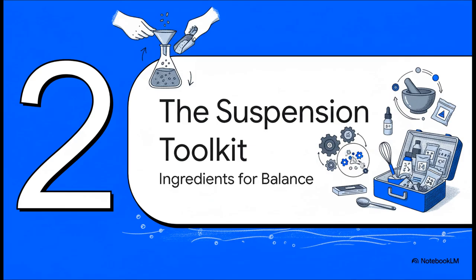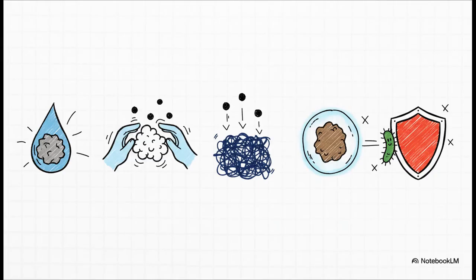So, if the particles are just going to settle anyway, how do scientists make a medicine that's actually safe and effective? Well, you can't just toss some drug powder in water and call it a day. Pharmacists use a whole set of specific ingredients, called excipients, that act like a toolkit to control exactly how those particles behave. And here's our toolkit. Every single one of these has a super important job. First up, you need wetting agents. These basically build a bridge between the solid drug and the liquid. Without them, the powder would just clump up and float on top.